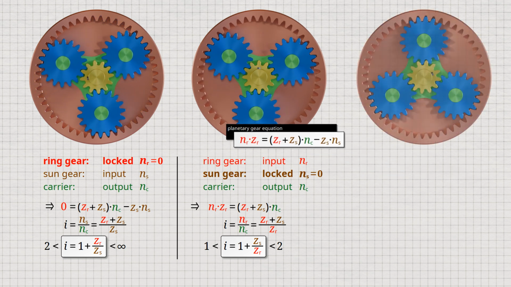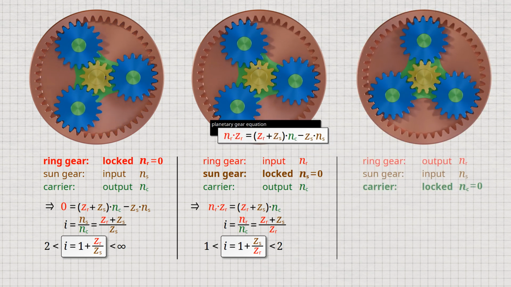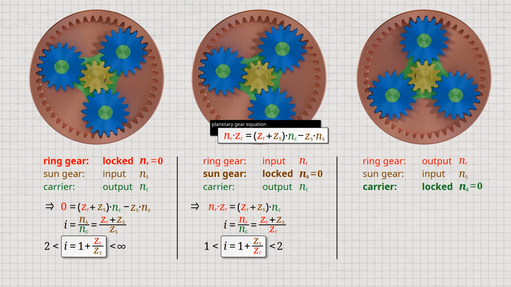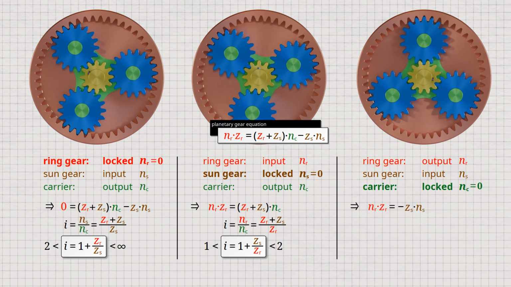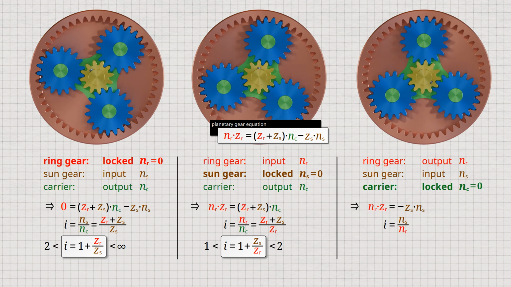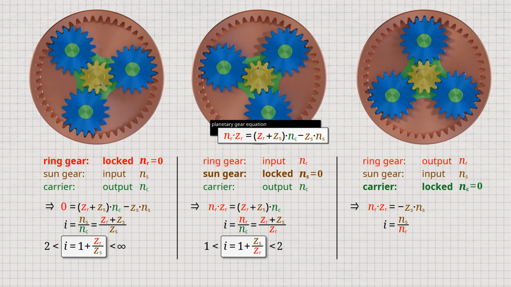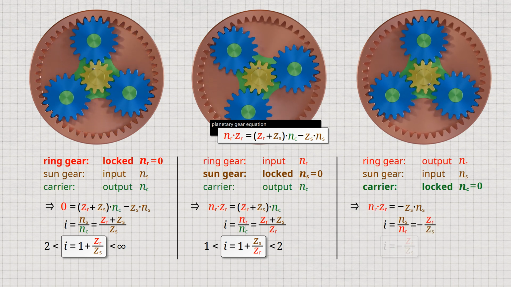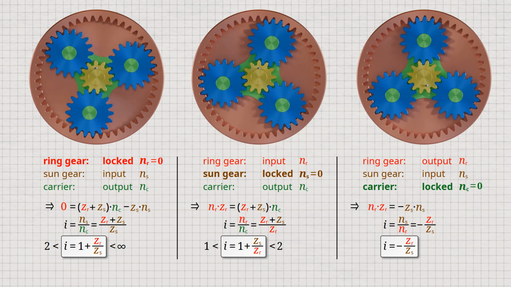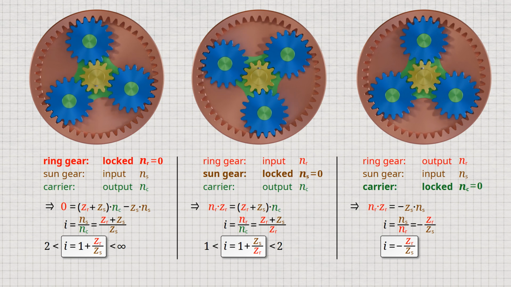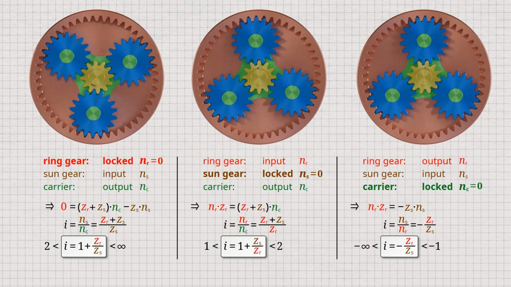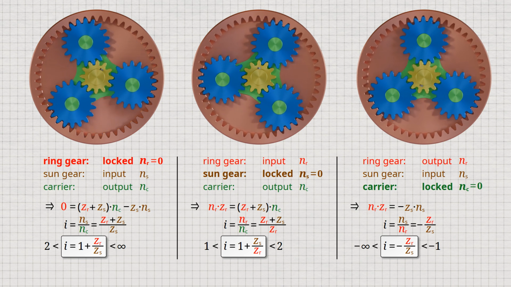Another possibility for the transmission ratio occurs with a locked carrier when the input is through the sun gear and the output is through the ring gear. The planetary gear equation is then as shown. If we solve this equation for the transmission ratio as the quotient of the rotational speed of the sun gear and the ring gear, we obtain the given formula. In this case, the negative sign means that the direction of rotation at the output is reversed with respect to the input. The transmission ratio is between -infinity and -1, depending on the number of teeth on the ring gear and sun gear.